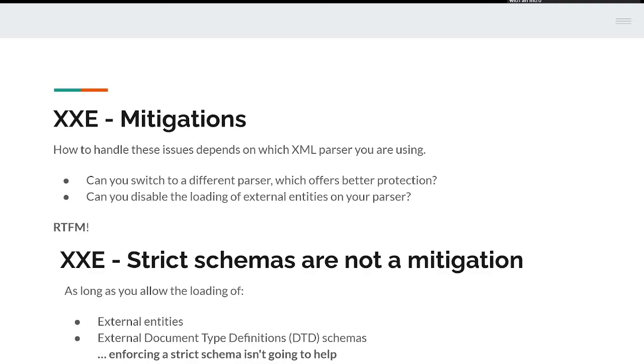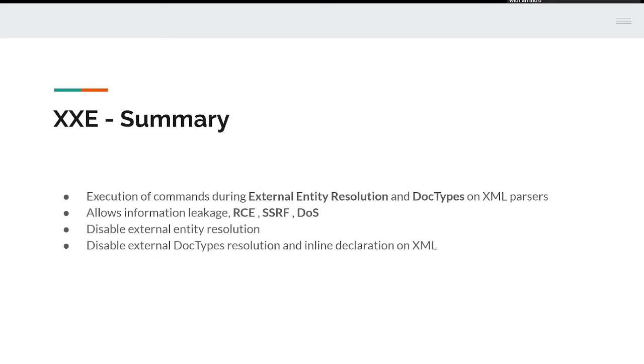One thing to keep in mind is that strict schemas are not really a mitigation. If you're still allowing external entities and you are just enforcing the schema, it doesn't really mean anything. Someone can easily inject an external entity and ask for whatever they want. The same goes if you are allowing external document type definition, DTD schemas, to be used as well.